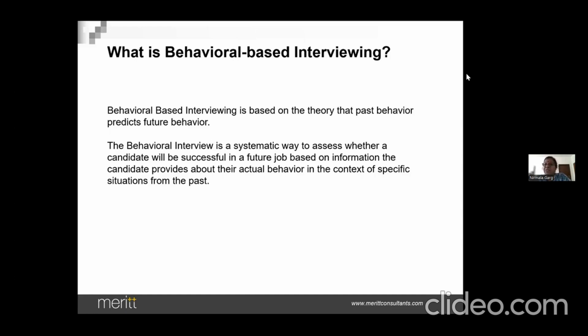It is based on the theory that past behavior predicts future behavior. Now you may say, but ma'am, past behavior predicts future behavior, he must have done it once. No. That means that behavior has to be, what I said, consistent. That's why in that Fire instrument also, the behavior has to be consistent.